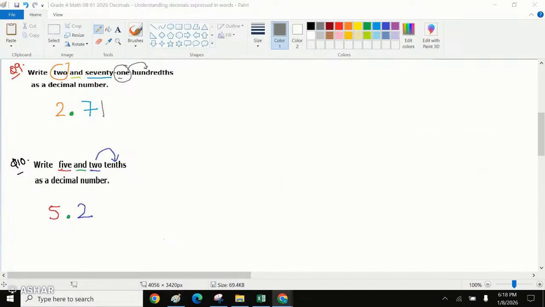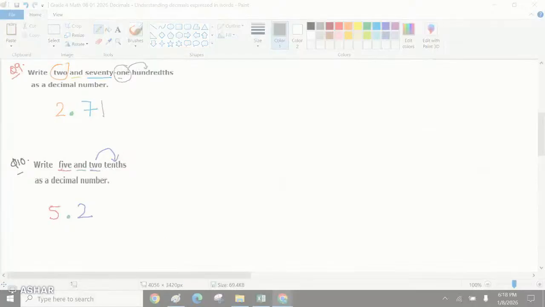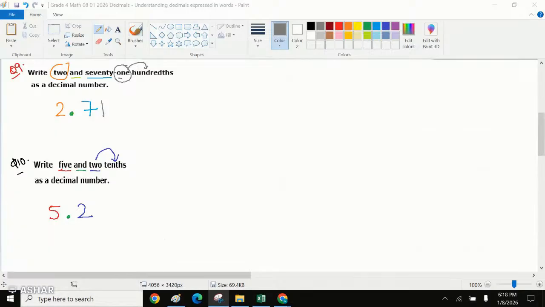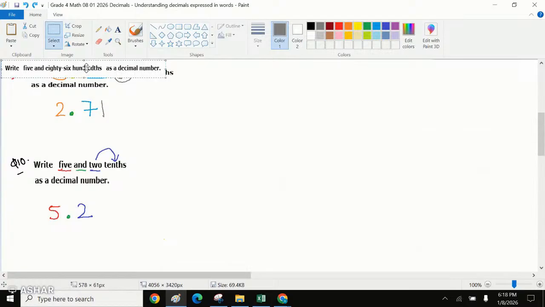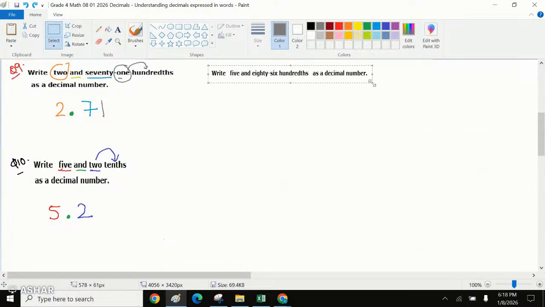Okay. The next question we have is write 586 hundredths. Okay, I'll just copy this. Sorry, it says write 586 hundredths as a decimal. We have question number 11 over here. How can we do?